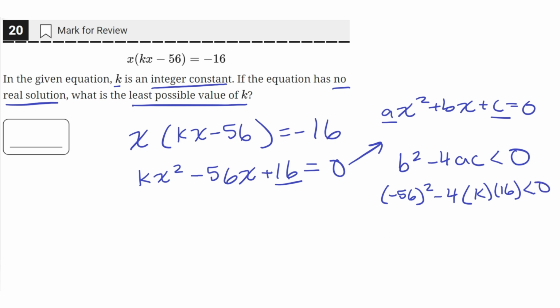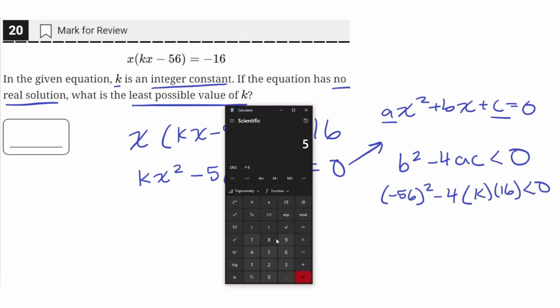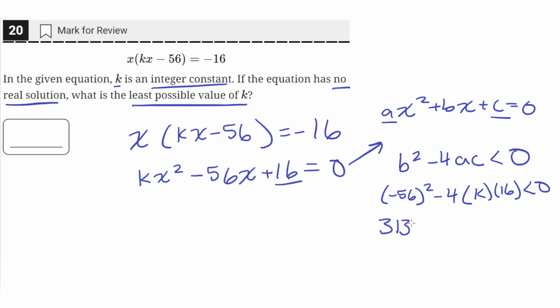Okay, so let's simplify this down. Negative 56 squared is just the same thing as 56 times 56, since negative times a negative cancels out. So we have 3,136 minus 4 times k times 16, which is just equal to negative 64k. So that has to be less than 0. Now we can solve for a value of k. Let's move the negative 64k to the other side, so we'll be left with 3,136 is less than 64k.